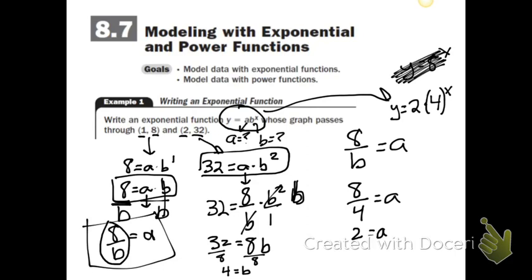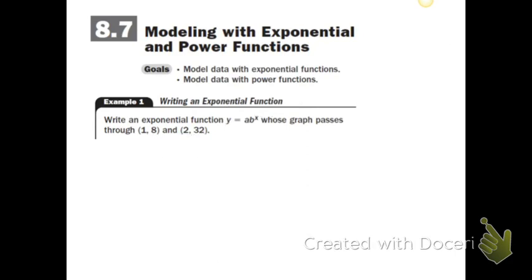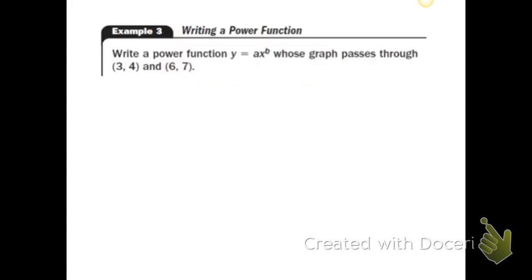I know it says you have a checkpoint, but I'd like you to skip that checkpoint now and look at the next example with me. Example 3. I know it should say example 2, but we are just jumping to example 3.